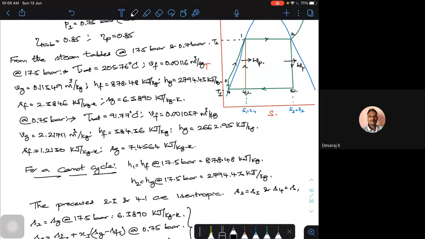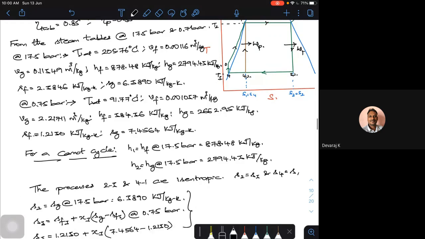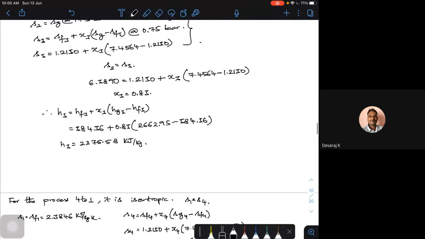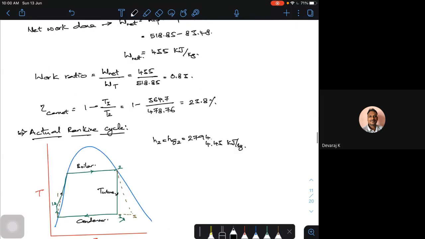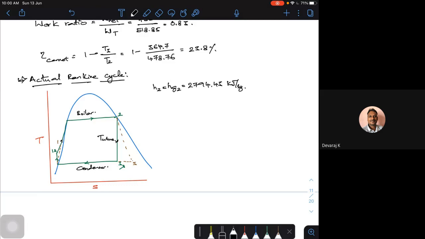Now what about 3? Point 3 we have also already calculated, because it's isentropic expansion. It is 2275.458. So H3 is equal to 2275.58 kilojoules per kg.